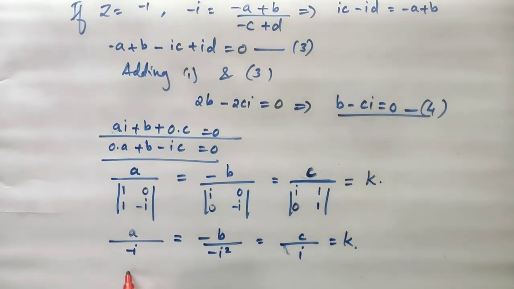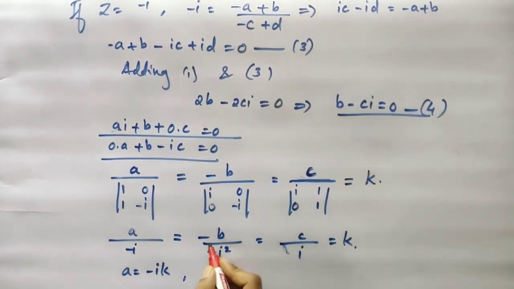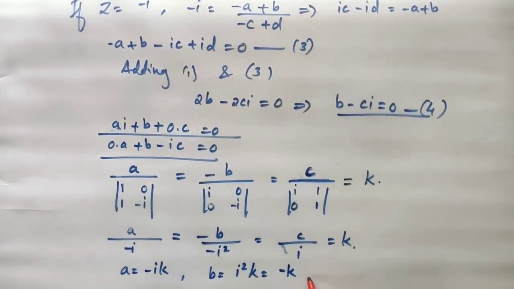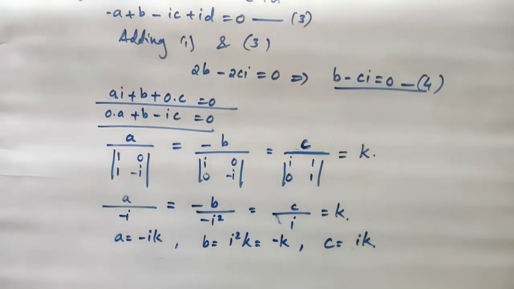If you equate the first ratio with K, A divided by minus i equated to K, you will get A is equal to minus iK. Similarly, the minus sign gets cancelled, is it not? Yes, look at this, it will get cancelled. B divided by i square, so B will be equal to i square into K. What is i square? i square is minus 1, so you will get minus K. Similarly, C is i into K. You have got the proportional values for A, B, C now.